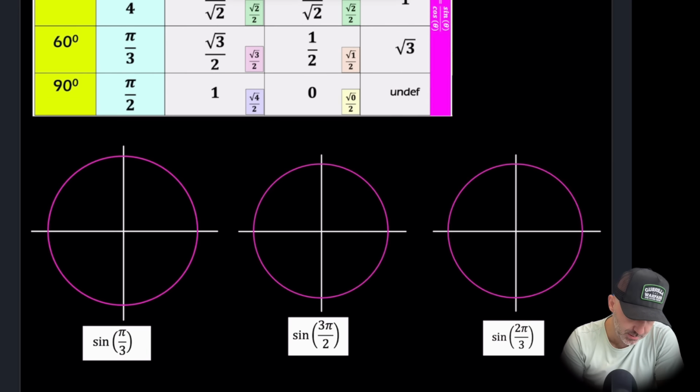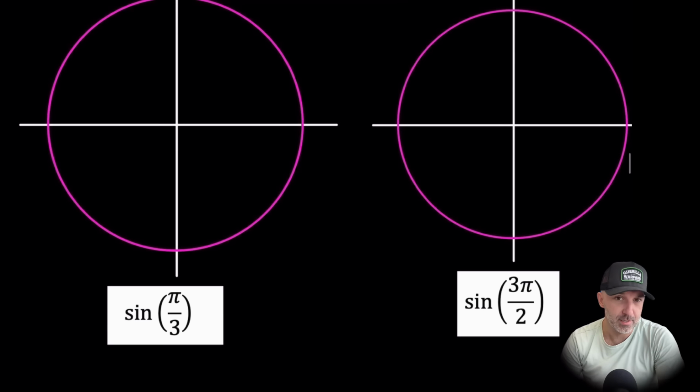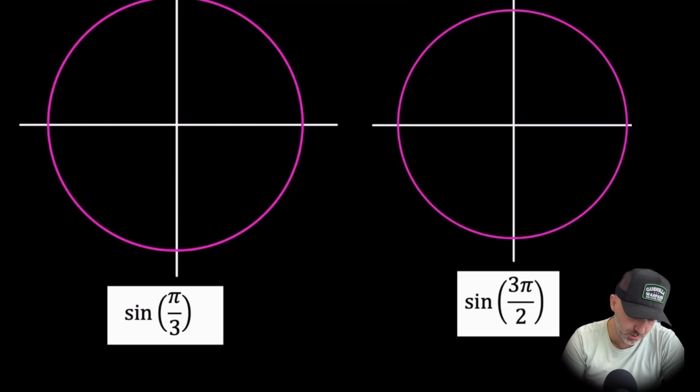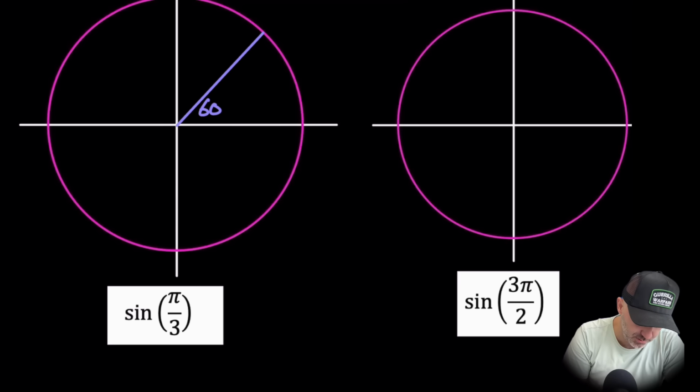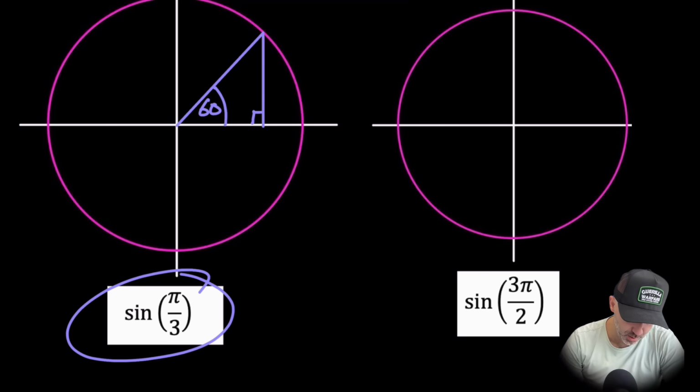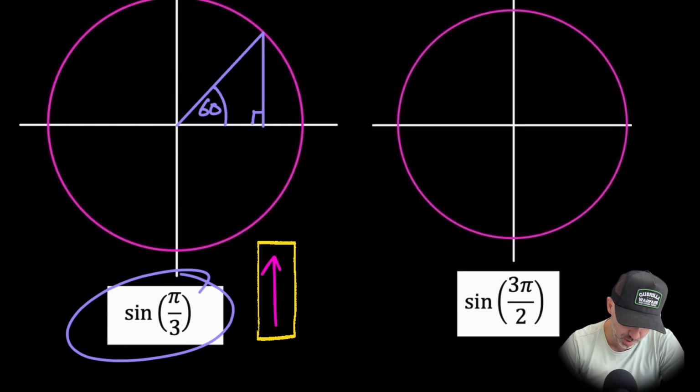So the first question is, what is sine pi over 3? Now, you can just do this without the unit circle, but I want to draw it on for you, so you can see when we get onto the more complicated ones how this all comes together. So 60 degrees is here. Sine pi over 3 is sine of 60. And what it means is, because sine is related to the vertical height, remember.